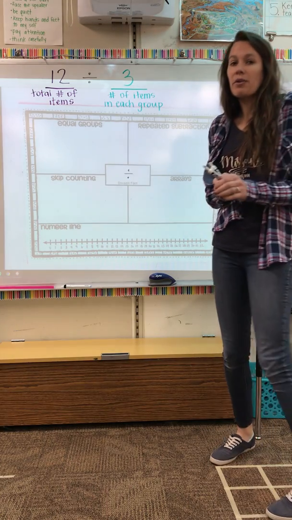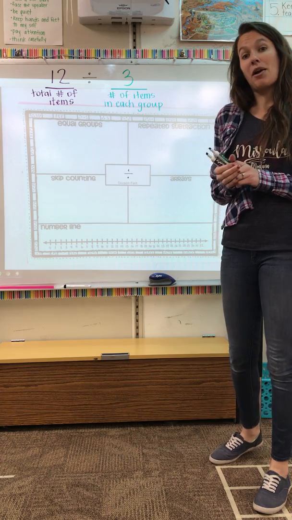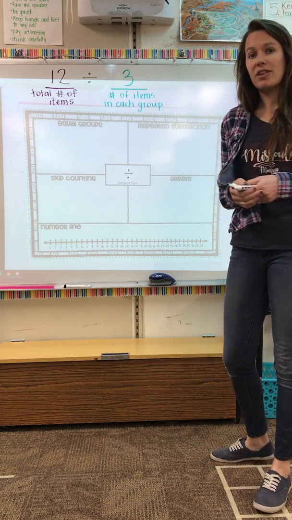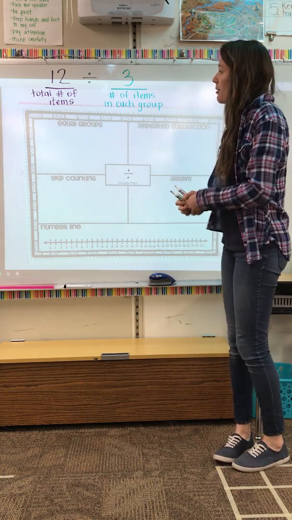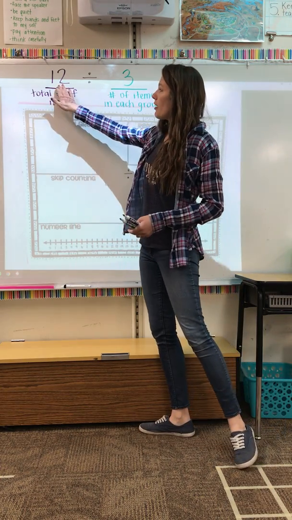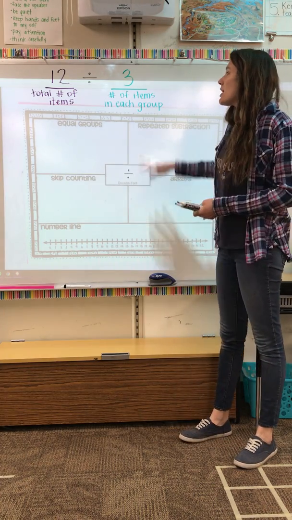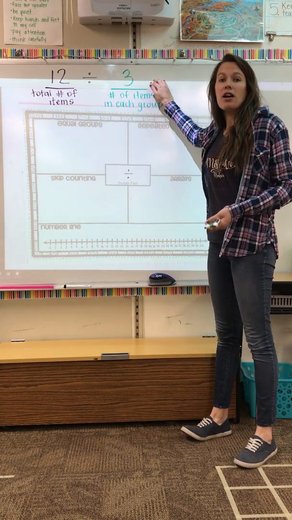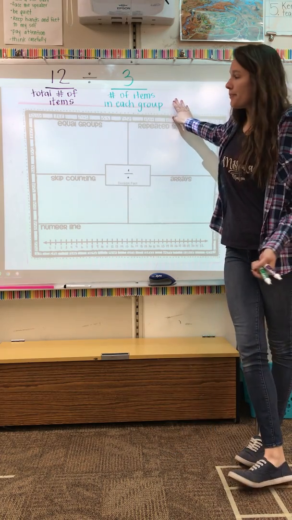Before we get started, I'm going to give you a scenario to help us write our problem. So in my free time, lately I've been walking dogs at the Page Animal Shelter, and we're going to pretend that there are 12 total dogs at the shelter, and then we're going to pretend that I'm only allowed to walk 3 dogs at a time. So that's going to be my number of items in each group.